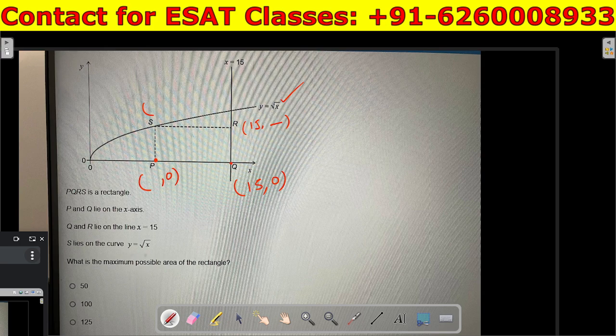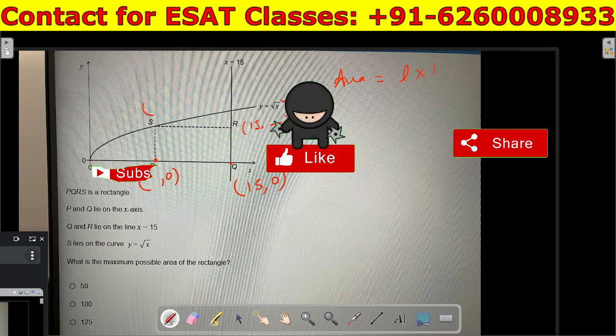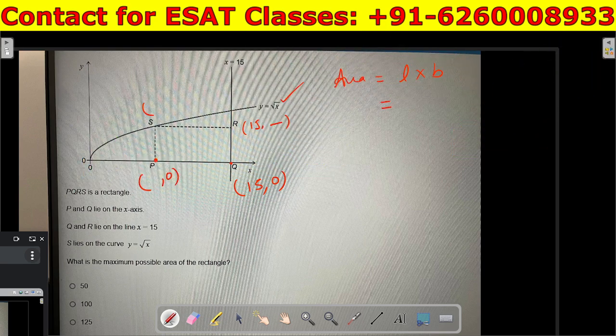What is the maximum possible area of the rectangle? Now we have to find the maximum possible area of the rectangle. First of all, area of rectangle is L into B, isn't it? So how can we find it? Let's suppose the x coordinate of point P is x, or we can assume some other variable to avoid the confusion. Let us suppose this is alpha. I have assumed this point P as alpha. So the x coordinate of point S will be alpha, isn't it? So how can we find its y coordinate? See, y equals root x. So its y coordinate should be root alpha, isn't it?